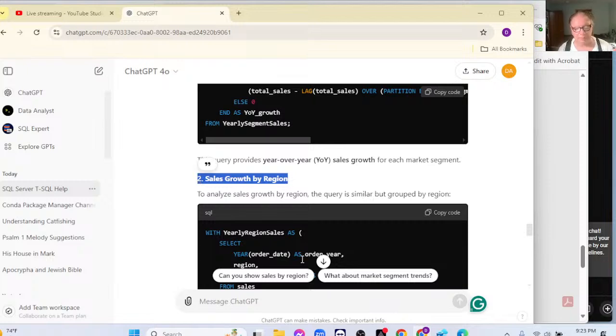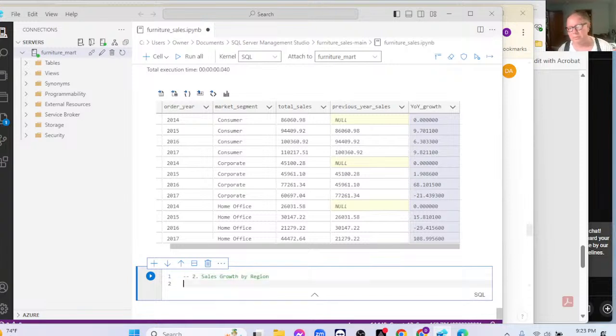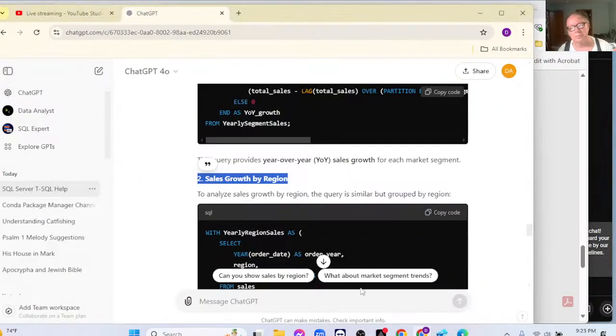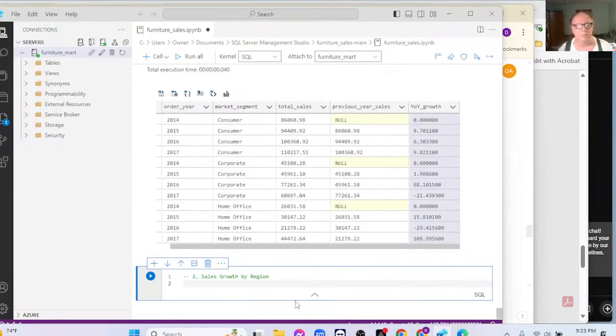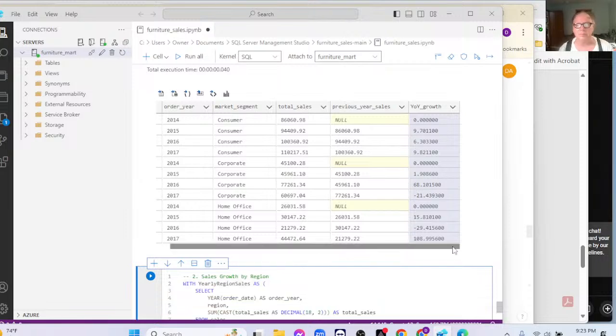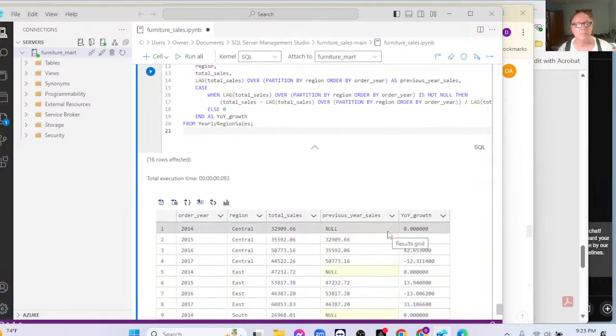All right. So that's the first one. That's market segment. Let's come down here and do this by region.